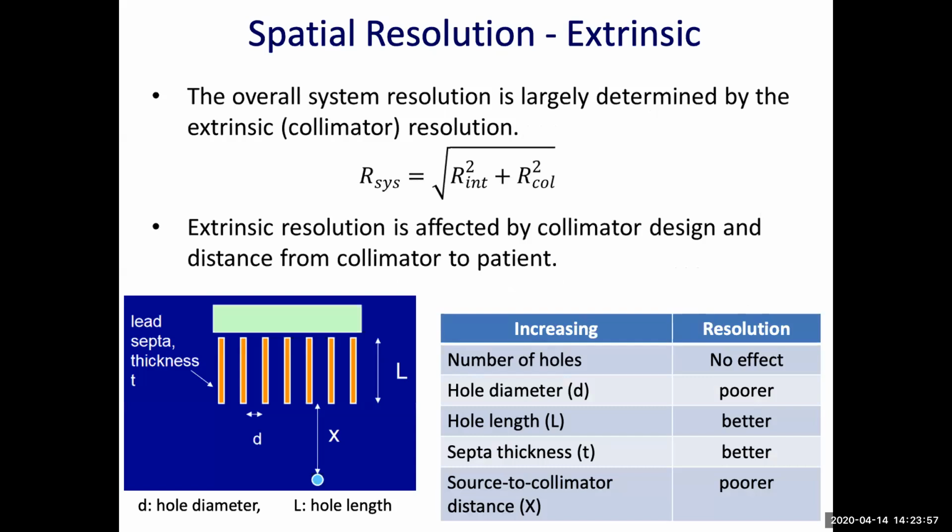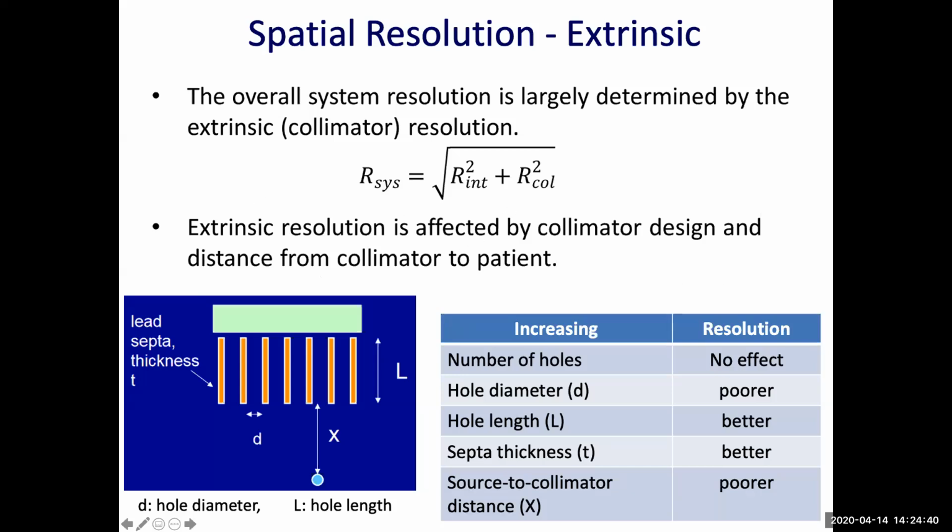The second component of spatial resolution is the extrinsic resolution, which includes the effects of the collimator and is used to calculate the overall system resolution. Okay, we can calculate the system resolution by taking the square root of the intrinsic resolution squared plus the collimator or extrinsic resolution squared. We get the total or overall system resolution. Collimator resolution is generally worse than the intrinsic resolution of the camera because of the effect of the collimator.